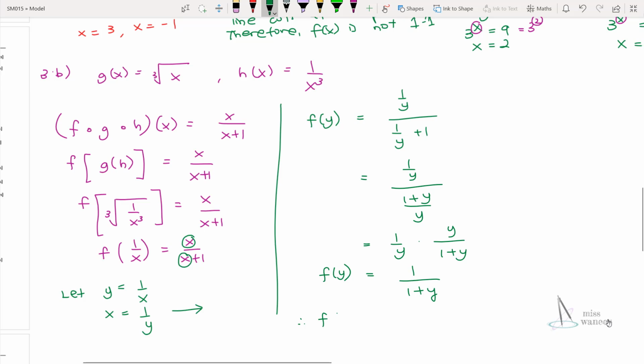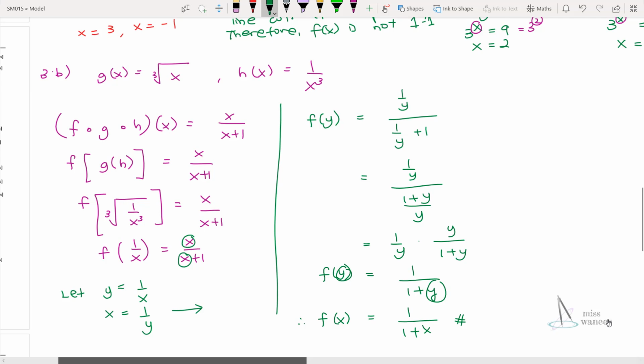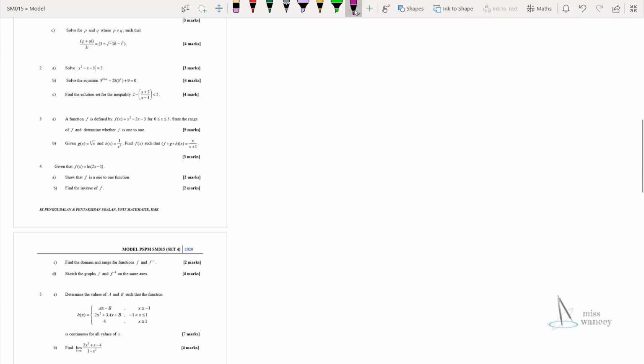Therefore, in order to get f of x, we simply replace the variable y with x. So this is 1 over 1 plus x. So that is our f of x. Okay, so question number 4. Given that f of x is equal to ln of 2x minus 1, show that f is a one-to-one function.